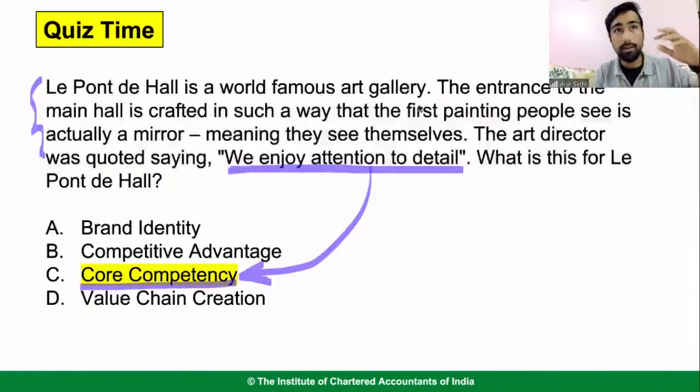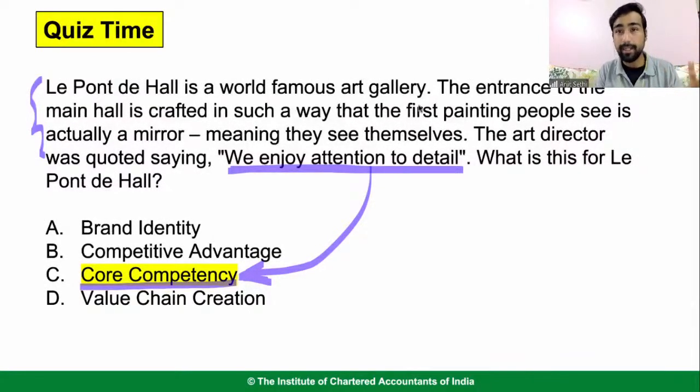If some of your friend says, boss, you go to that art gallery, you will see yourself, you will say, यार खुद को देखने के पैसे क्यों दूंगा मैं, right? So that is not a value chain creation. It's a marketing gimmick. It's marketing for them. It's a marketing technique for them. It is not value chain creation.